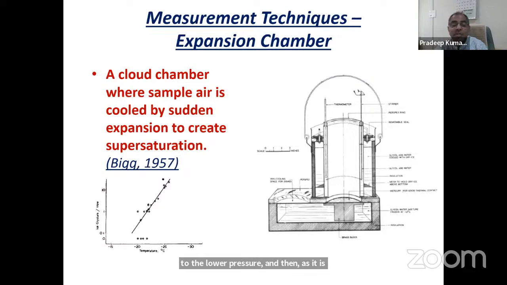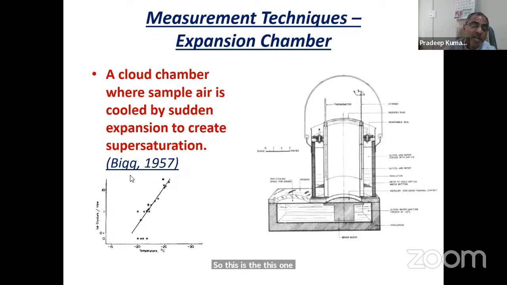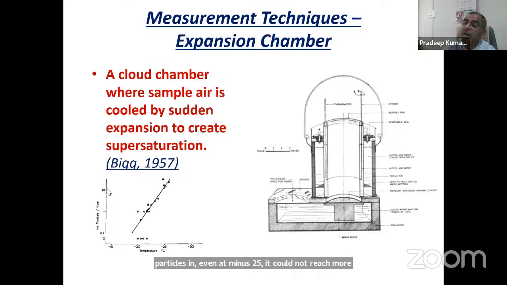And then when the aerosol particles which are there, they would form the ice crystals. The ice crystals will fall onto a glycol water mixture here. And on that, they can count, and the number of ice crystals which are there is equal to the number of ice nucleating particles. So this is at various temperatures. Again, if you can see, the number of ice nucleating particles, even at minus 25, could not reach more than 10 ice nucleating particles per liter of air.